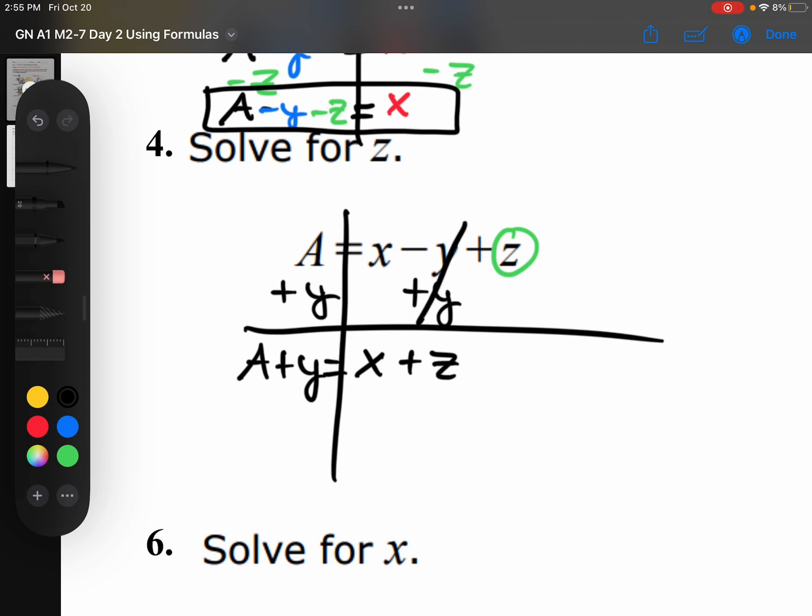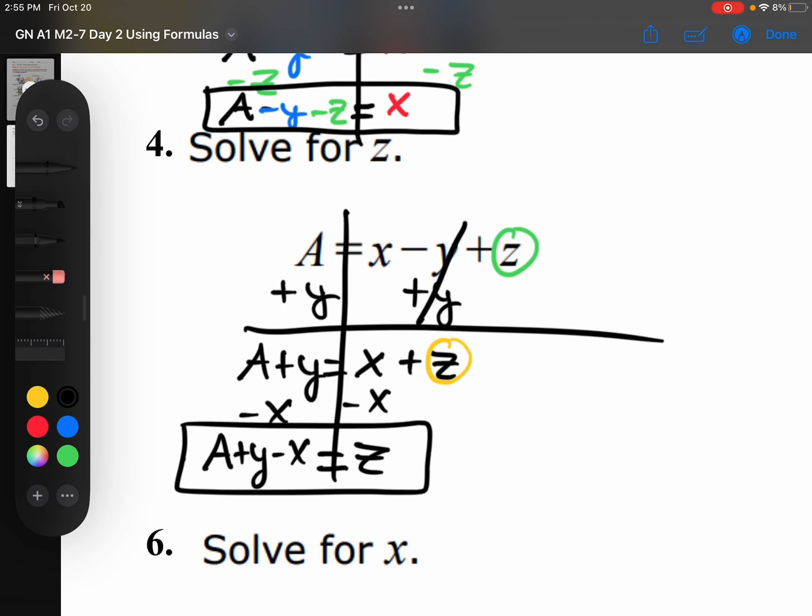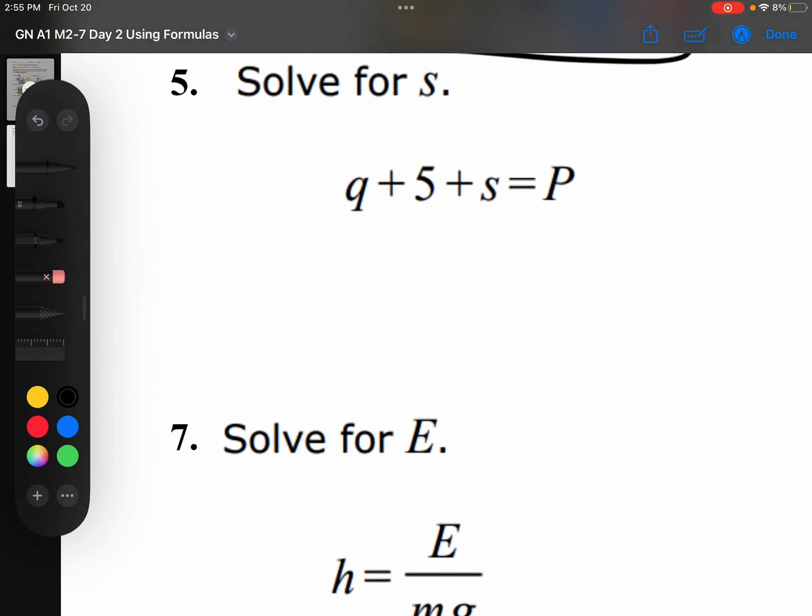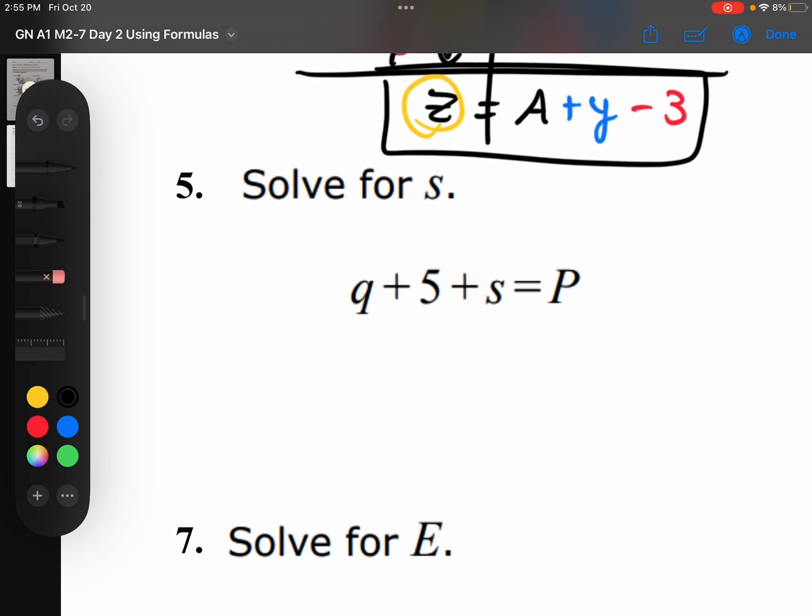And then we know we are still solving for z, so we are going to subtract x, and we get z is equal to a plus y minus x. That's your answer for number 4. Okay, moving on here to number 5, we're going to solve for s.